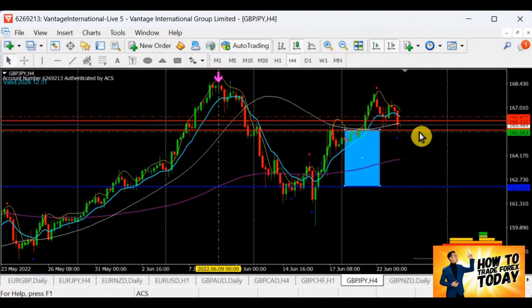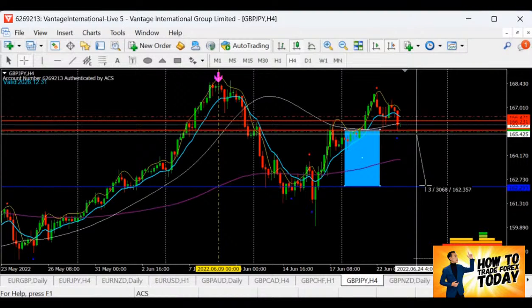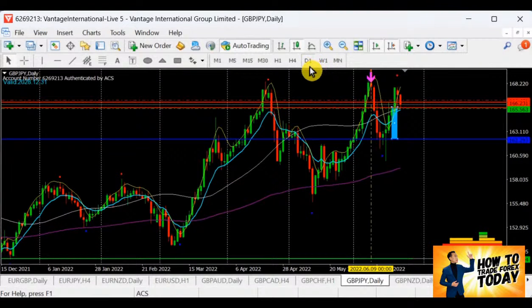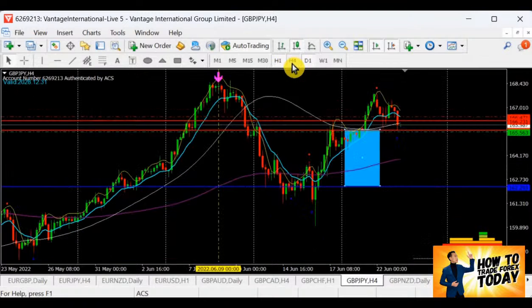So pound yen, if it can break this support, then retest the support once again, I guess this is going to be a good drop. We have about 300 pips of space, but we need to give a little bit of patience. So pound yen, we can put this into our watch list today. I guess it's good.